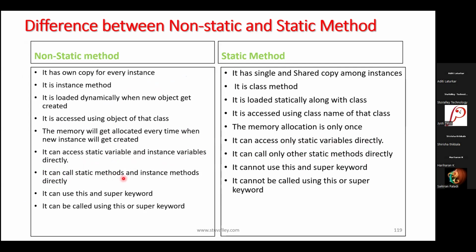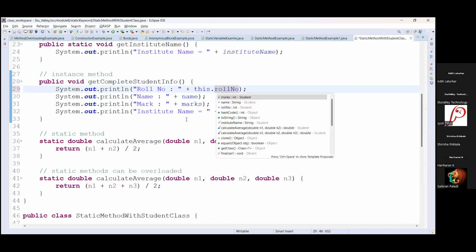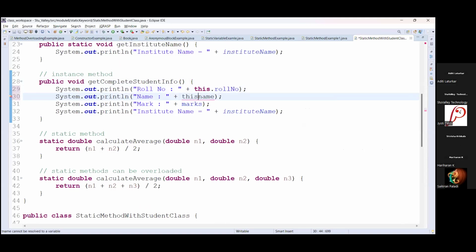A non-static method can call static methods and instance methods directly. We can call the methods from instance methods. But in the static method, you can only call other static methods directly. You cannot call non-static methods. Then a non-static method uses the this and super keywords. We have used this keyword in instance methods or constructors, like this.rollNumber, this.name. The instance method can use both this and super keywords.